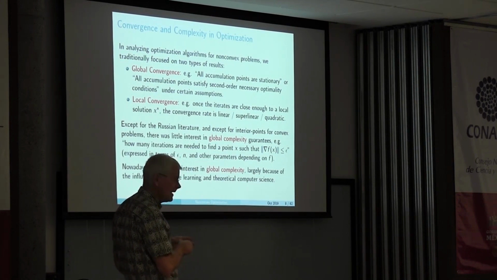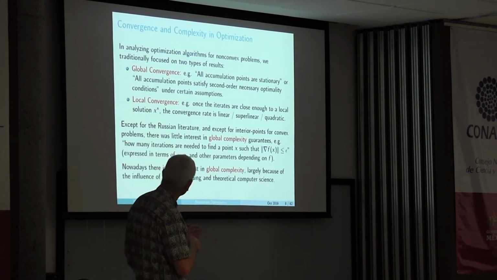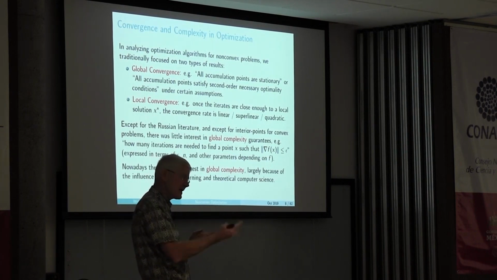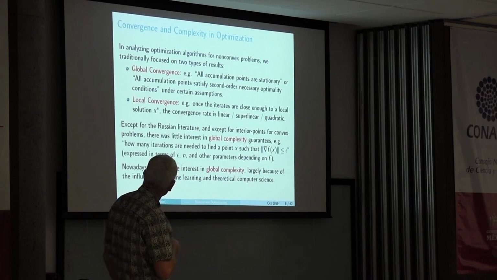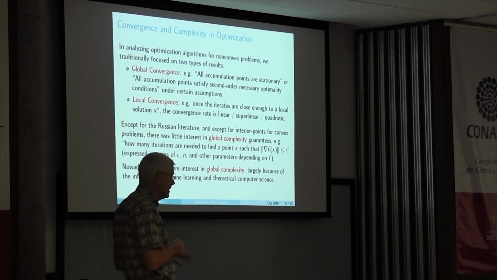Sometimes you can prove more than that. For example, in trust region methods, you can show that the accumulation points satisfy second order conditions. That is, the Hessian is also positive semi-definite. So that's a stronger indication that you're at a local solution. Okay, but typically that's the sort of result that we prove.